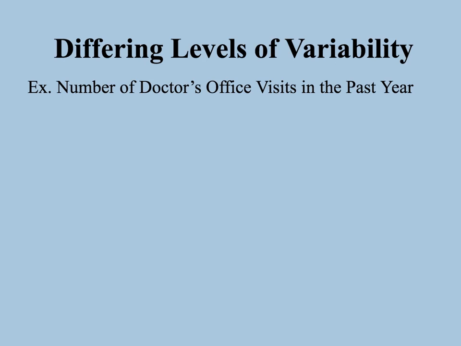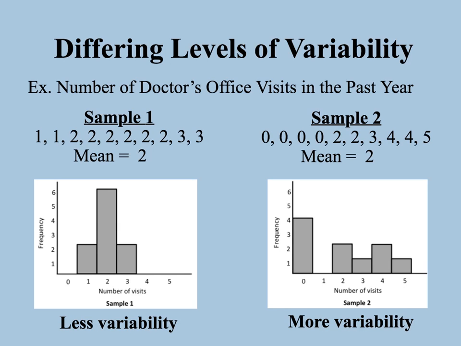Let's compare data from two samples measuring the number of doctor's office visits in the past year. Both samples have the same mean, but if you look at the list of numbers or at the graph distribution, you can see that each distribution has a different level of variability. The data from sample 1 on the left appears to have less variability, as we can see that the observations were more clustered around the center of the distribution. The data from sample 2 on the right appears to have more variability, as we can see that the observations are more spread out away from the center of the distribution.